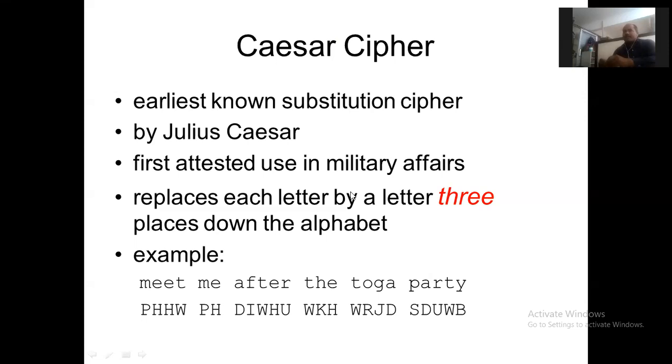It replaces each letter by a letter 3 places down the alphabet. For example, suppose we have the 26 alphabets here. You can replace the letters, but at some point we get the same characters again, so you can consider only 25 characters, because at the 26th character we get the same character again, so it is not possible for the 26th character.